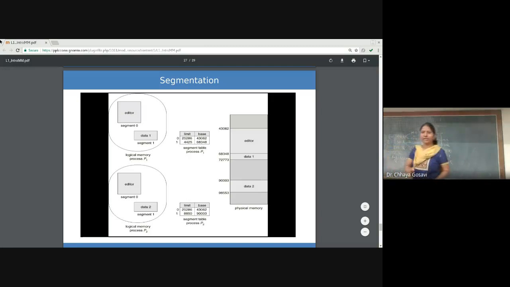Now can you draw a segment table for process P1? Segment table for process P1. Limit and base.